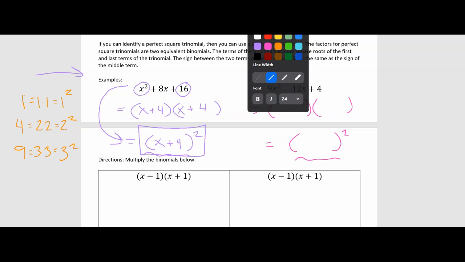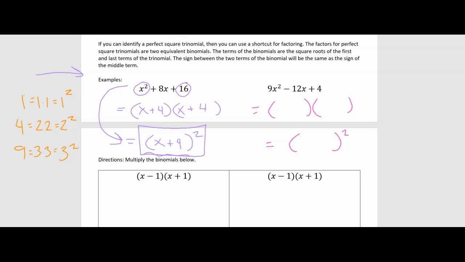Now, if we look at the pink, the process is going to be the same except for one thing. We're still taking the square root of the first term. In this case, it's 3x, because we have that 9 we have to take the square root of as well. Square root of the last term, 4, is 2. Now, we need this negative 12x to be negative. Well, the only way that's going to occur is if we put a negative sign in front of those two terms. So we end up getting the quantity 3x minus 2 squared. And that is our factorization.